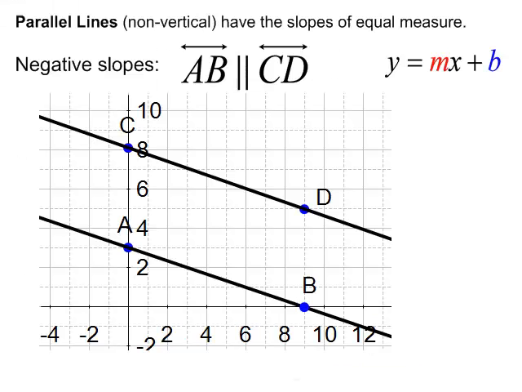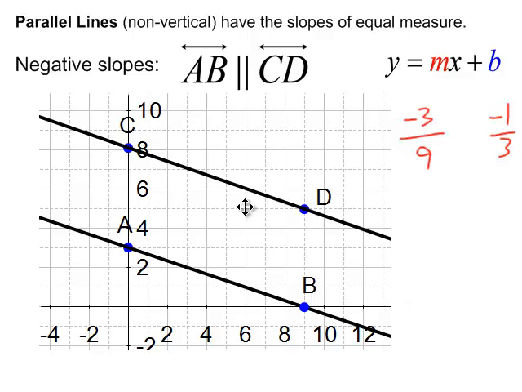Alright, parallel lines. In this image, these two lines are parallel, and they have negative slopes. They are going down from left to right. But we need to verify that these slopes are identical. If we look at this, we're going down 1, 2, 3 spaces between C and D, and we're going across 1, 2, 3, 4, 5, 6, 7, 8, 9 spaces, which simplifies to negative 1/3.